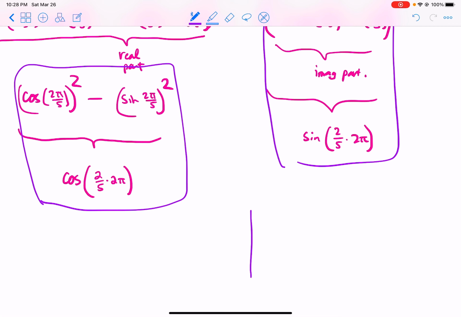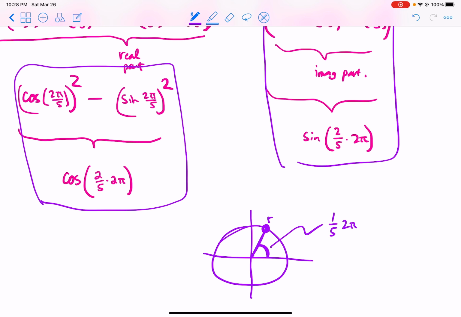Just because if we have the number r, which is here, and it's at an angle of, let's say, 1/5 of 2 pi, then if that's r squared, it will have twice the angle. R squared has twice the angle. Its angle is 2/5 of 2 pi. And so that's just from geometry. You can just see, we just rotate again by r. But its real component is the cosine of that angle, and its imaginary component is the sine of that angle.